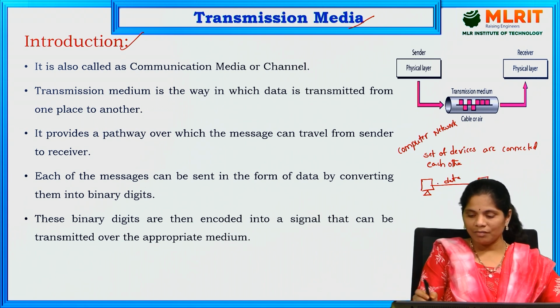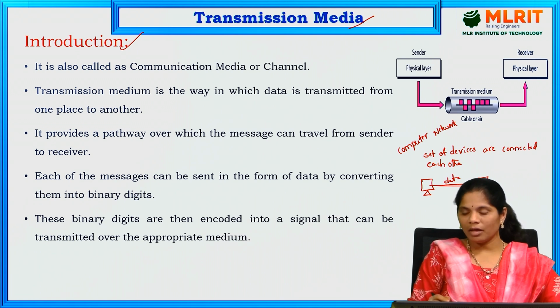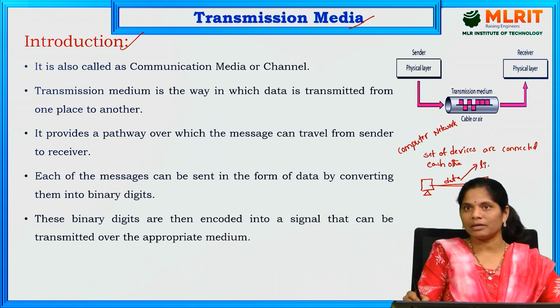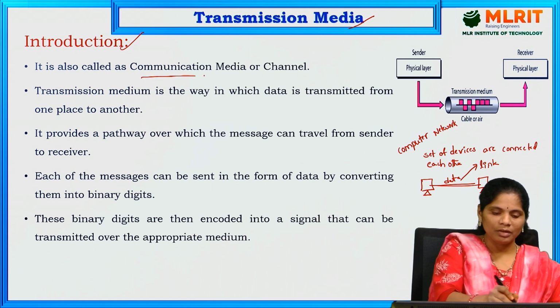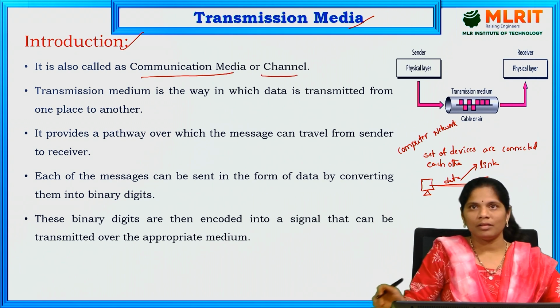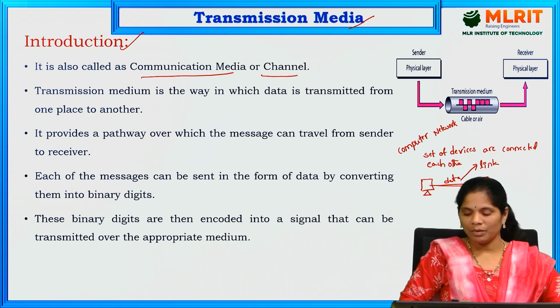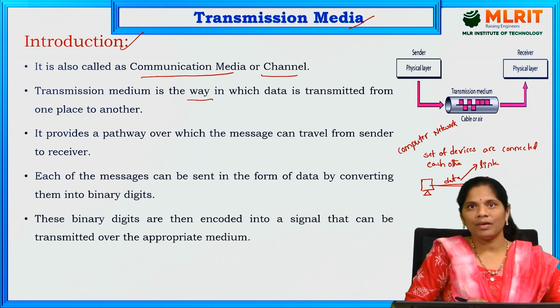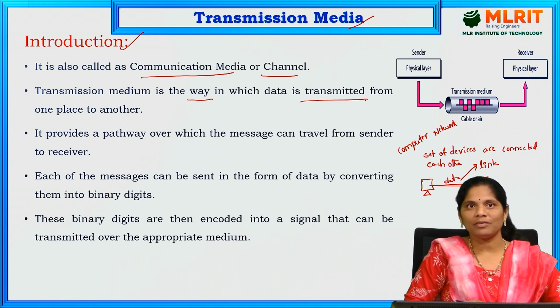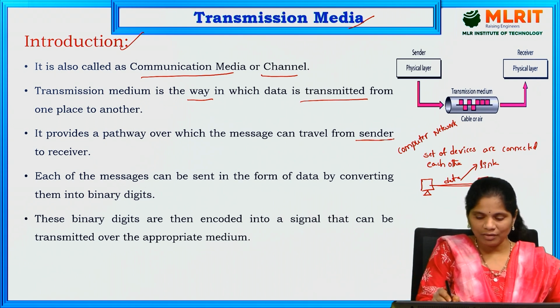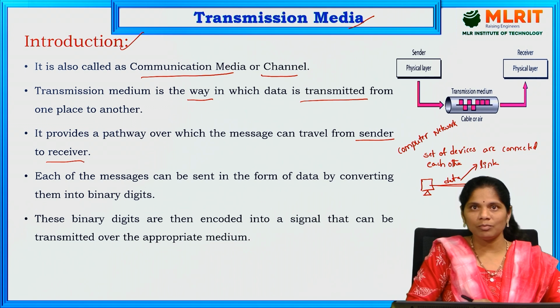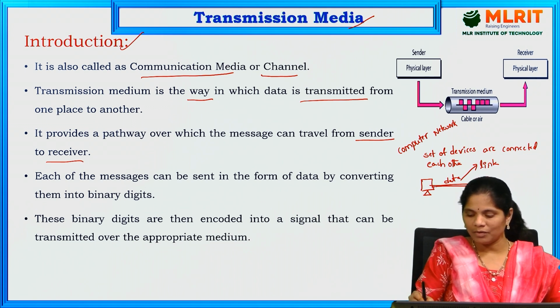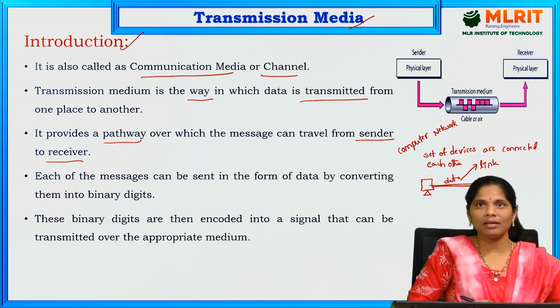Whenever we are connecting devices to each other, we use some communication link. This link is nothing but the communication media or communication channel. This is called a transmission media. For connecting a number of devices, we use some communication link, and that link is the transmission media. This media provides a way of transferring data from one place to another, from sender to receiver. It provides the path in between sender and receiver. That is the transmission media.